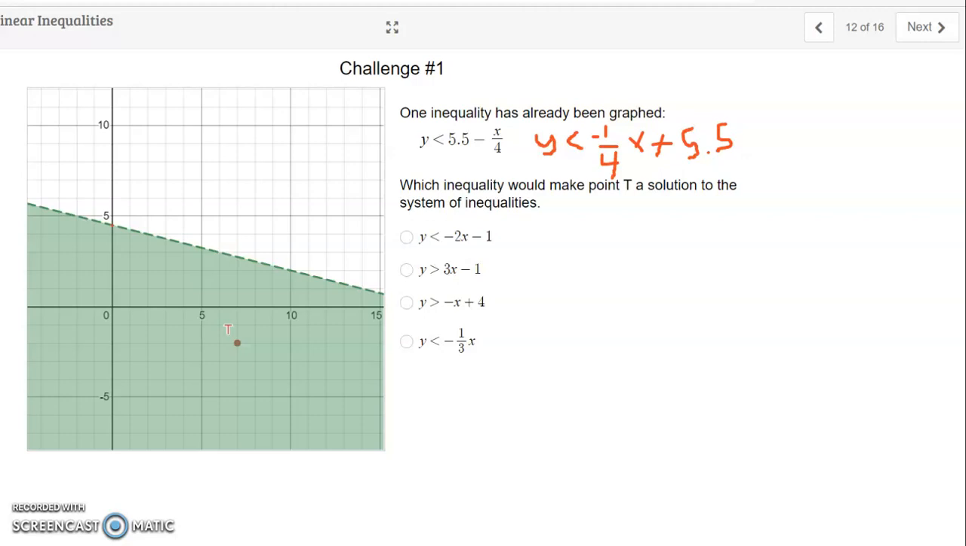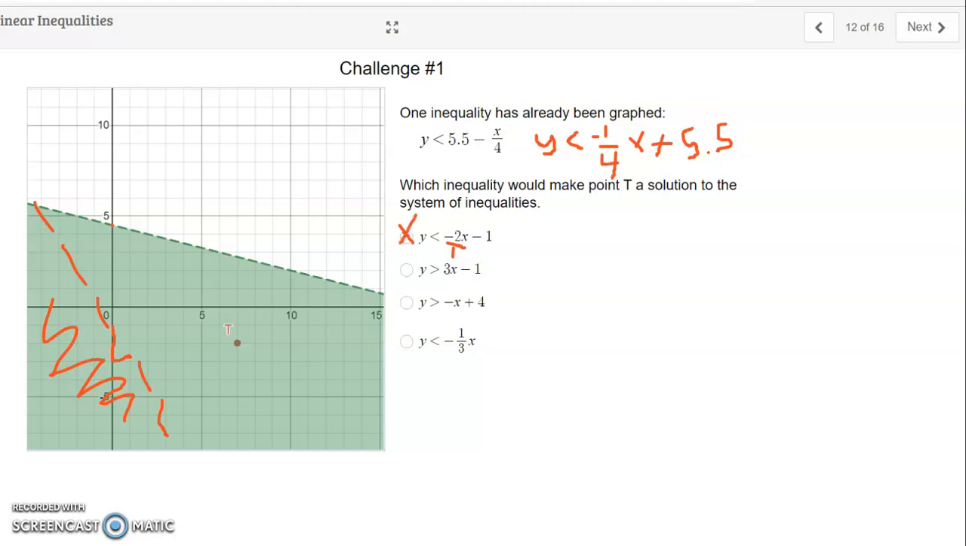Okay. Now it says which inequality would make point T a solution to the system of inequalities. Okay, so I need to do point T. Let's look at number A. My y-intercept here would be negative 1. My slope is negative 2 over 1, so I'm going to go down 2 to the right 1. I would have a dashed line in between those points. I know my line's pretty messed up here, but then y would be less than that, so the overlapping shaded region would be over here and wouldn't include T, so that's not going to be A for our answer.